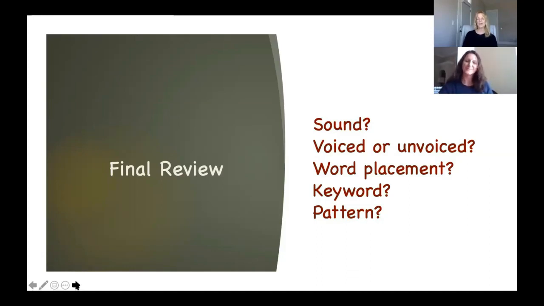Perfect job. Okay, where do we find EE in a word most often? In the middle. Good. Of a one-syllable word. And the key word? Need. Good. And does it follow a pattern? It is the V for vowel team on Clover. Good job. Nice work. That was a great lesson today, Angela. Thank you. Yes, you did a super job.